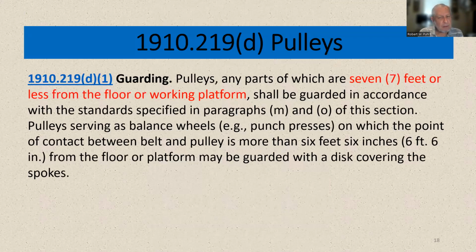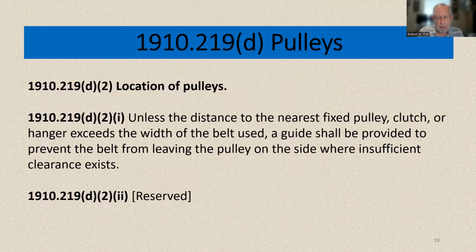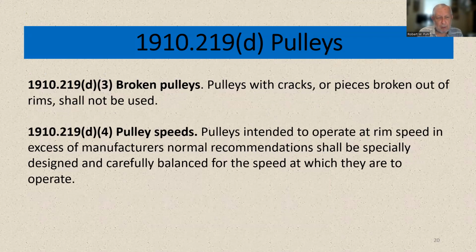Again, pulleys. There you go, 7 feet or less from the floor work platform. So what they're saying here is if it's above 7 feet, they don't have to be guarded. And there are different things for pulleys. Broken pulleys should not be used. Pulleys intended to operate at speeds in excess of the manufacturer's normal recommendations shall be specially designed and carefully balanced for the speed at which they are to operate.